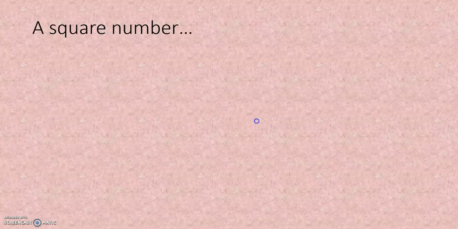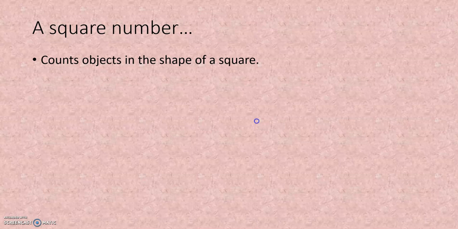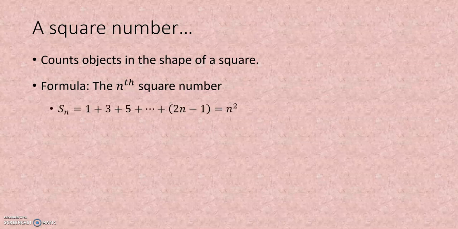A square number counts objects in the shape of a square. The formula for the nth square number, s sub n, is found by taking the number and squaring it. S sub 12. What is the 12th square number? 12 squared, 144.